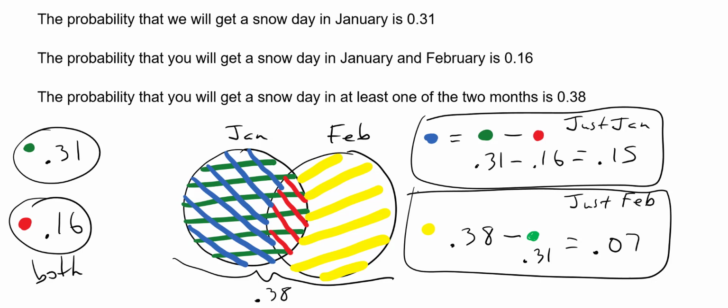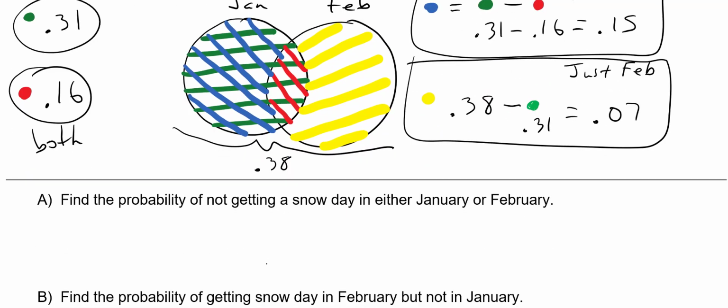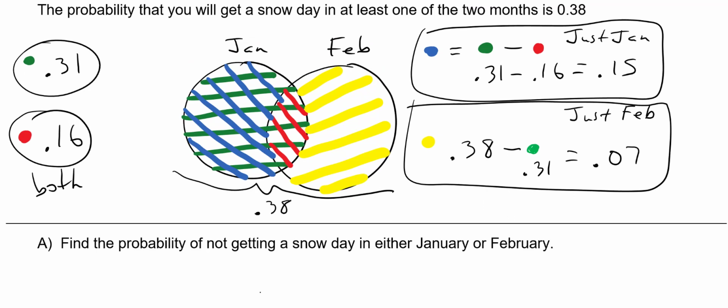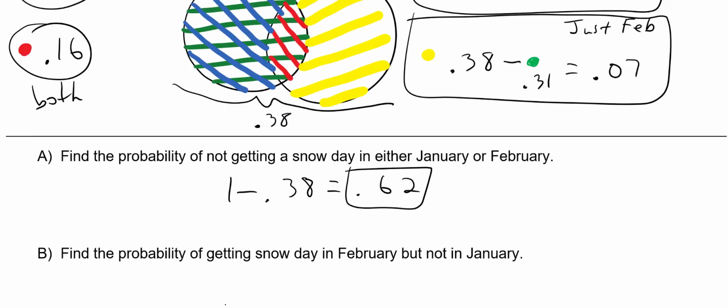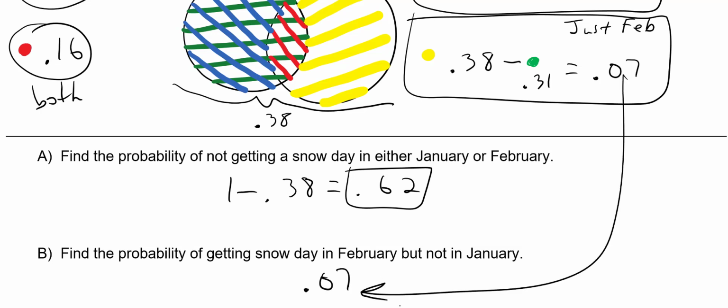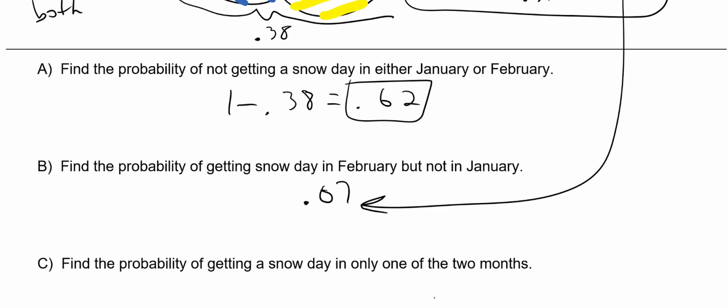Okay, that's all we need. So let's answer our questions. Find the probability of not getting a snow day in either January or February. Well, the probability of getting something is 0.38, so the probability of getting nothing is 1 minus 0.38, which is 0.62. Okay, pretty easy. The probability of getting a snow day in February but not January, remember we already did that one. That's the one in yellow, and that is 0.07. Already done. And then the last one here, find the probability of getting a snow day in only one of the 2 months.